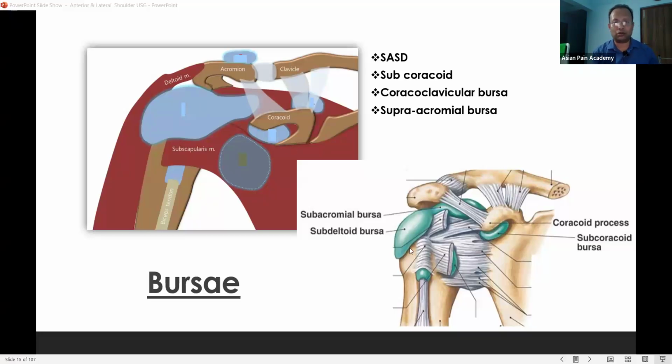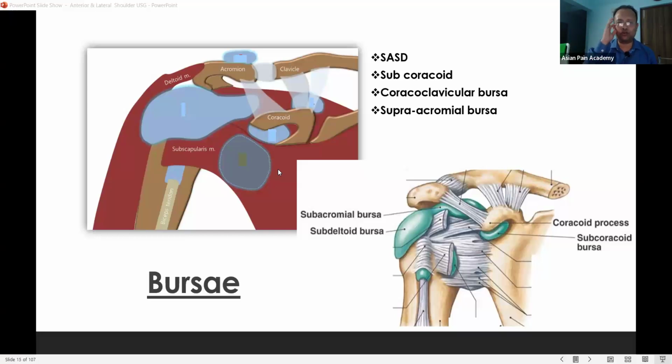But there is another bursa. So this one is subacromial subdeltoid bursa. Okay, this is the same bursa, one bursa. Then comes subcoracoid bursa. So this bursa is under the coracoid, just under the coracoid bone. Okay, I will show a bit later. So this is the subcoracoid bursa. Coracoclavicular bursa is not that important, just under the coracoclavicular bone there can be coracoclavicular bursa. One is supraacromial bursa, just above the acromion there can be supraacromial bursa.